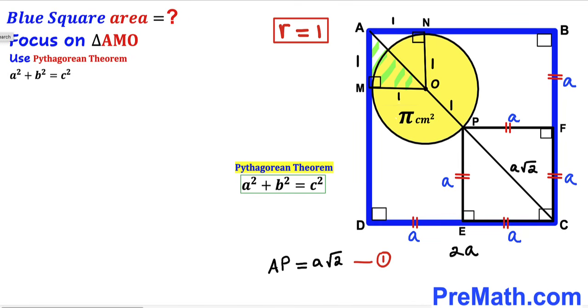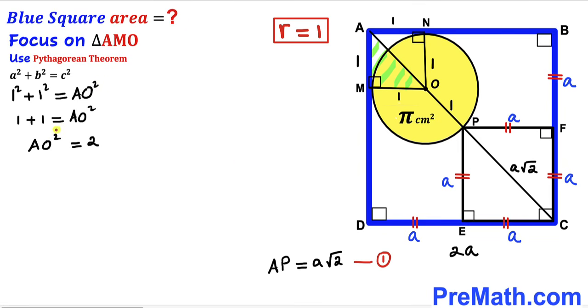So that is going to be 1 square plus 1 square is going to be equal to AO square. I'm going to undo this square by taking a square root on both sides. So therefore this AO segment length turns out to be square root of 2.